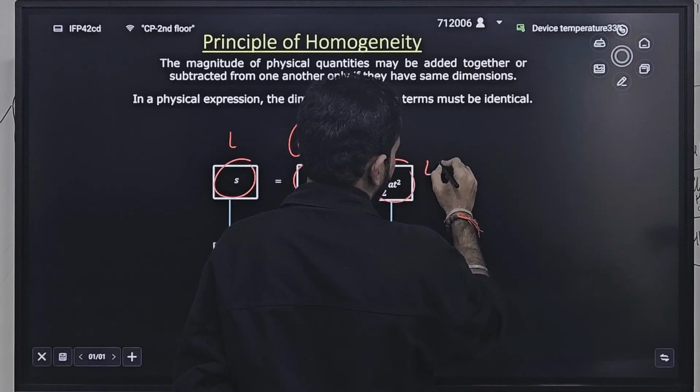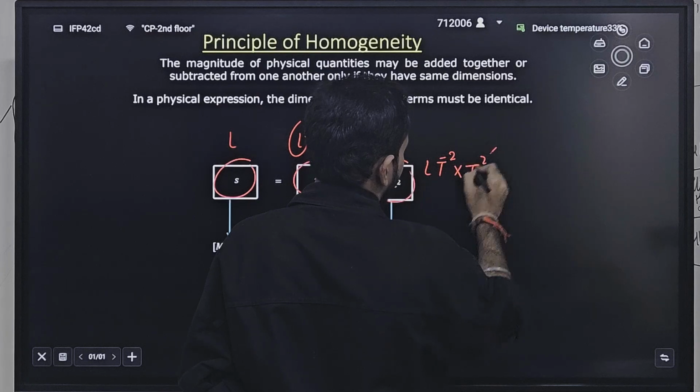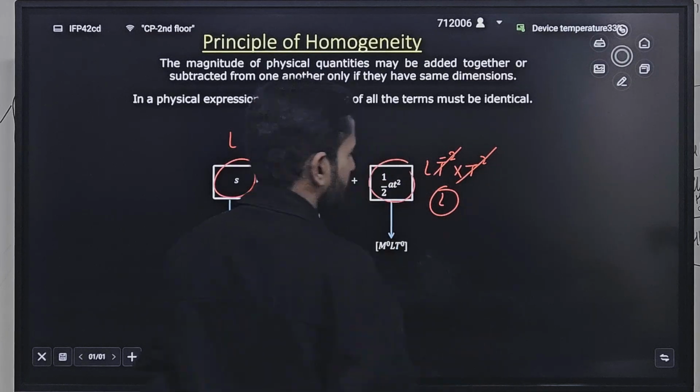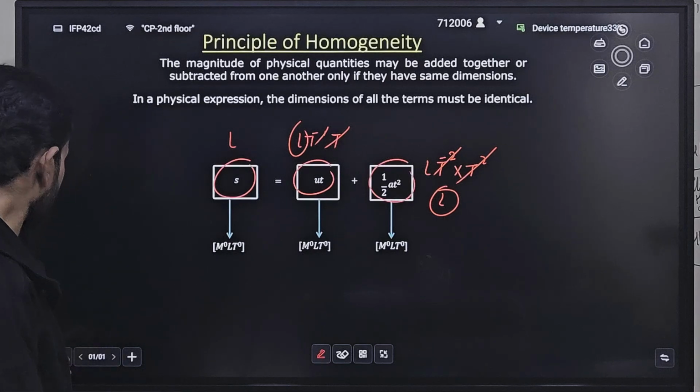What you can say for acceleration? LT^-2 into T square. Can you say this will get cancelled and again you will be getting what? L. Correct? So this is about now.